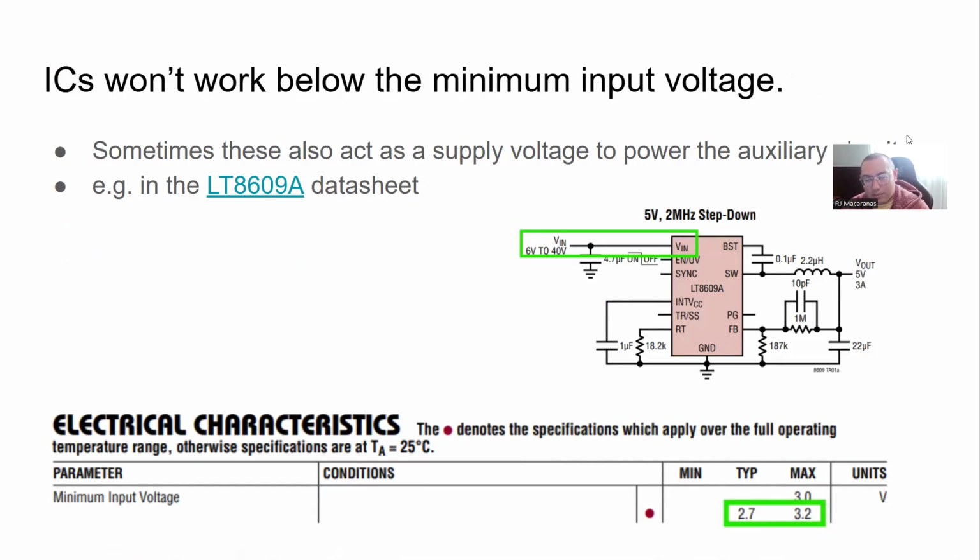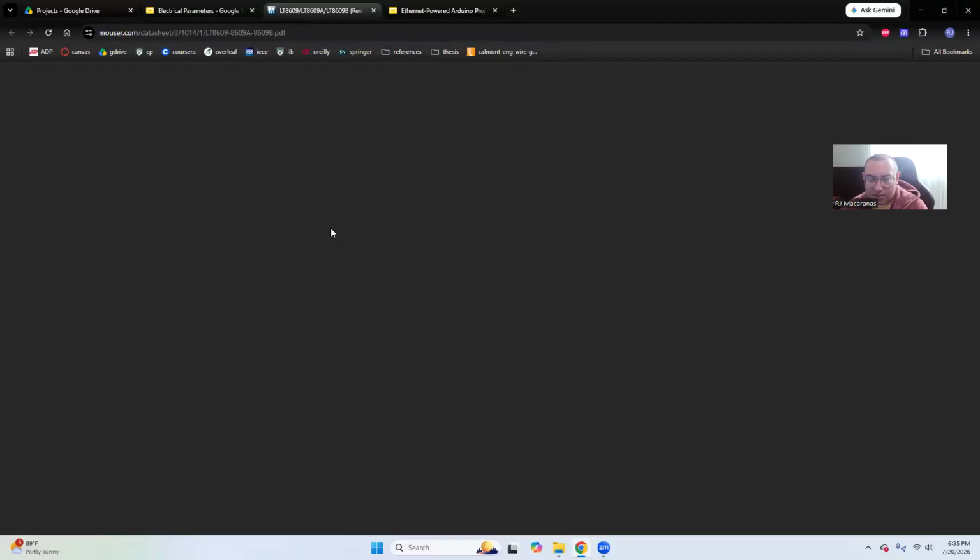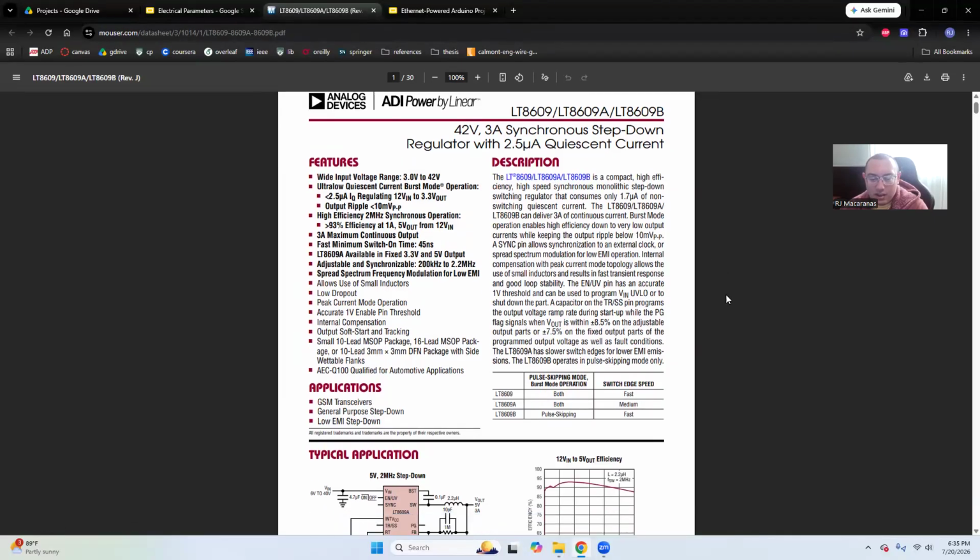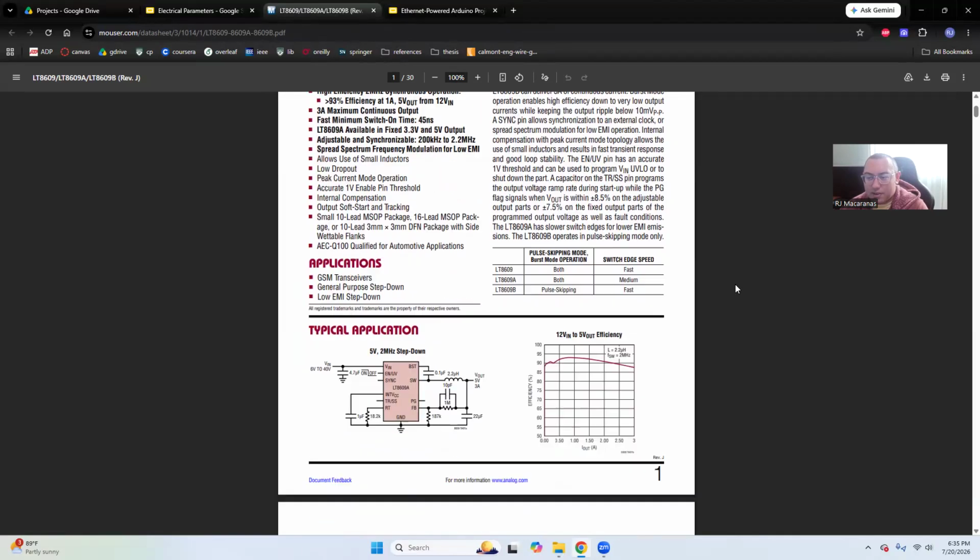So throughout these examples, I'm just going to be going through this LT8609A datasheet. As a reminder, this is actually the switching regulator IC that I picked out for the solar powered Arduino project. So it's kind of convenient to just step through the datasheet itself. If you go to this link here, you can actually see what this 30-page datasheet looks like, right?